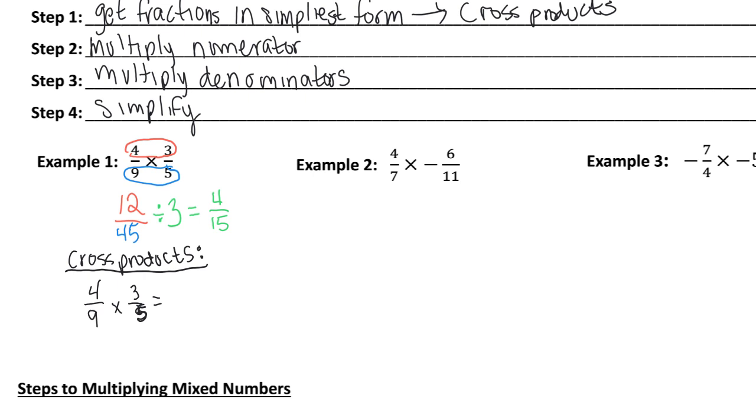So from 3 and 9, we can take out a 3. So what is 3 divided by 3? 3 divided by 3 is 1. What's 9 divided by 3? 9 divided by 3 is 3. So now this 3 is actually a 1, and this 9 is actually a 3. So now when we multiply straight across, I'm doing 4 times 1, which is 4. And then I'm doing 5 times 3, which is 15. So cross products just has you simplify first instead of at the end. That's the only big difference here.